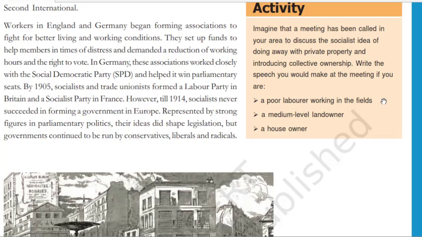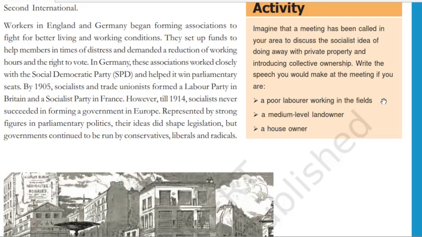Workers in England and Germany began forming associations to fight for better living and working conditions. They set up funds to help members in times of distress and demanded a reduction of working hours and the right to vote. In Germany, these associations worked closely with the Social Democratic Party, SPD, and helped it win parliamentary seats. By 1905, socialists and trade unionists formed a Labour Party in Britain and a Socialist Party in France.